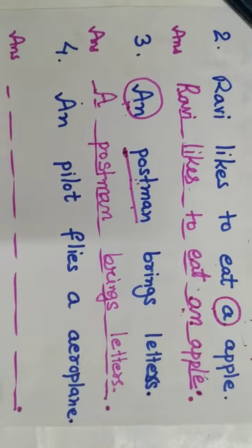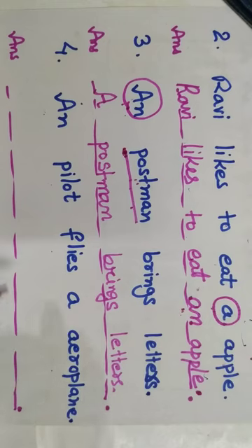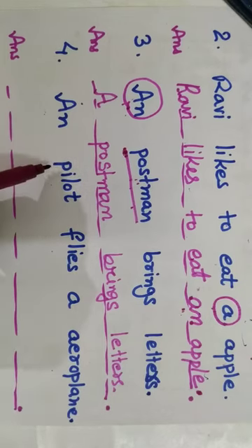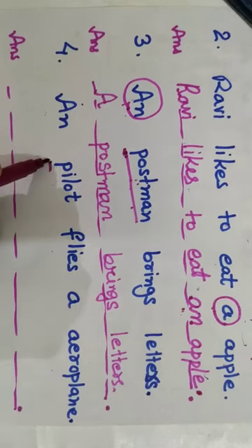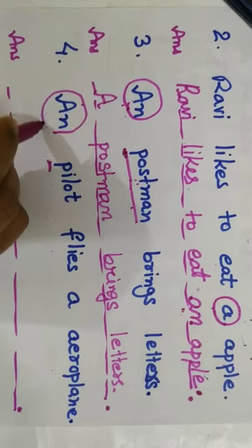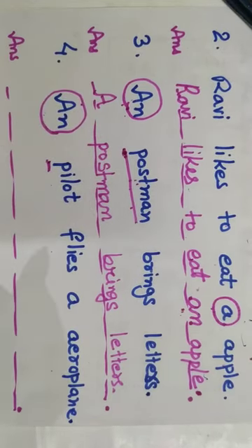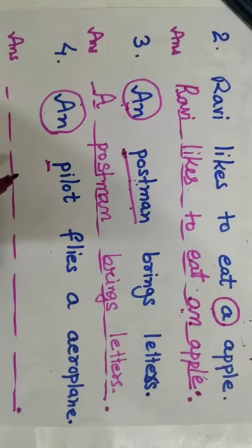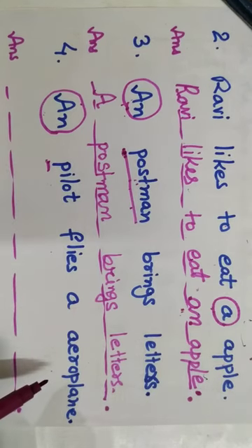See that. Now there is a twist. Let's check if my children know or not. See that. An pilot flies a aeroplane. How to write? An pilot. P is a consonant. So that is a mistake. Some of you, what you had done, you had left the rest of the part.